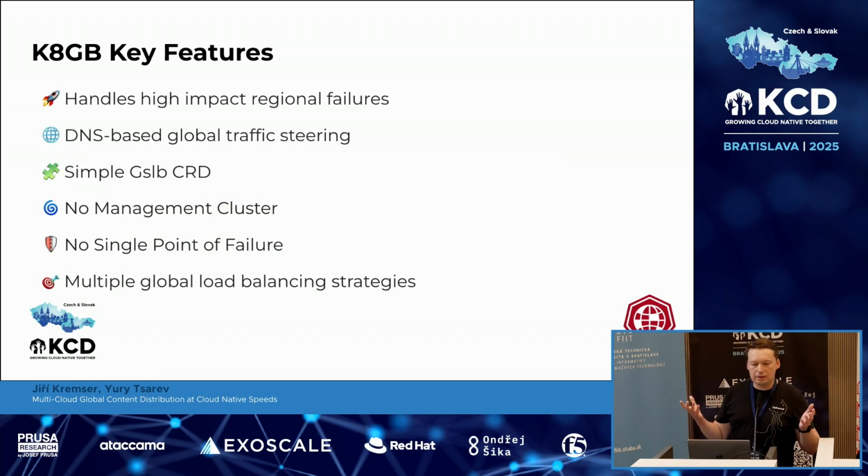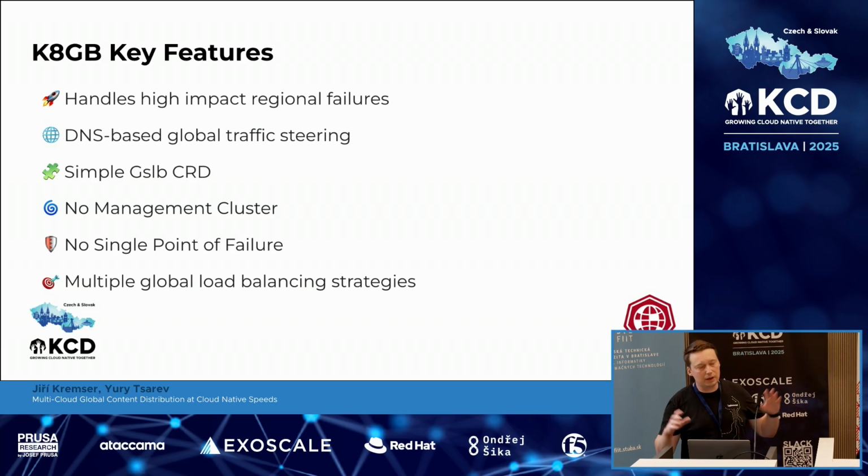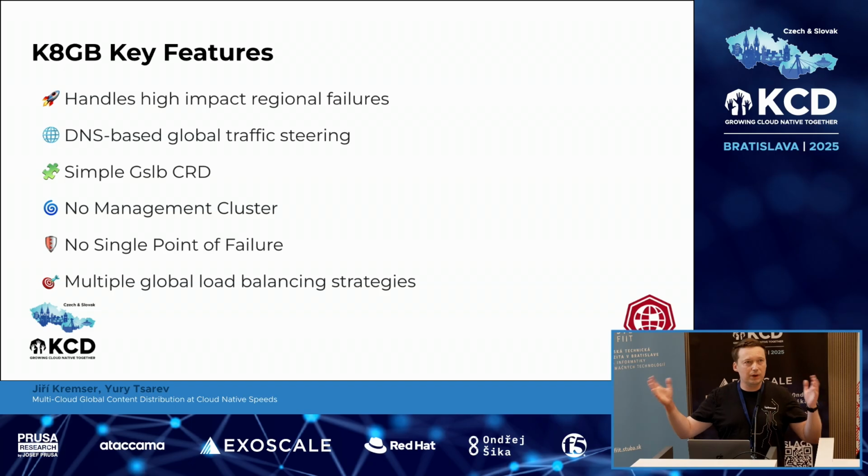A key feature you can achieve with Kubernetes Global Balancer is that you can handle high impact regional failures. It's kind of the default mode. When you're running multiple clusters, you can do failovers, steering traffic from non-healthy to healthy clusters, and everything is based on the battle-tested DNS protocol, right? So it's kind of smart DNS-based traffic management. Everything is abstracted with a simple custom resource on Kubernetes.